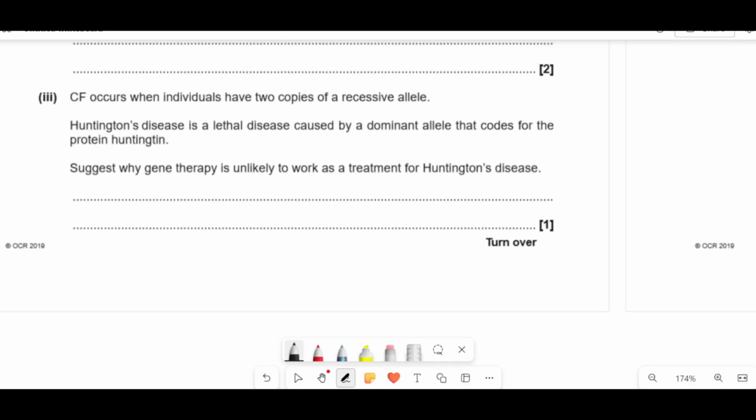CF occurs when individuals have two copies of a recessive allele. Huntington's disease is a lethal disease caused by a dominant allele that codes for the Huntington protein. So, why is gene therapy unlikely to work as a treatment for Huntington's disease? Well, it's because it's dominant. If you put gene therapy into this and try to get one copy, you can only replace one really. The whole point of gene therapy is you replace the recessive one with a dominant one and you're chilling. In this case, you'd have to try and do both, and it's kind of difficult to do that. So suggest why it wouldn't work: it's because Huntington's protein would still be produced.